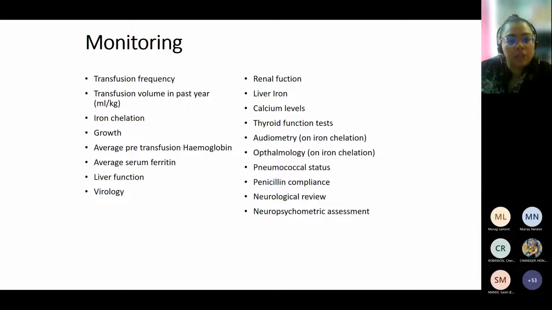So the audiology and ophthalmology referrals are, like John said, related to the chelation. So they happen annually. We also go down the neuropsychometric route. So depending on your reason for having a transfusion program would depend on whether you do get referred to psychology services for neuropsychometric testing.